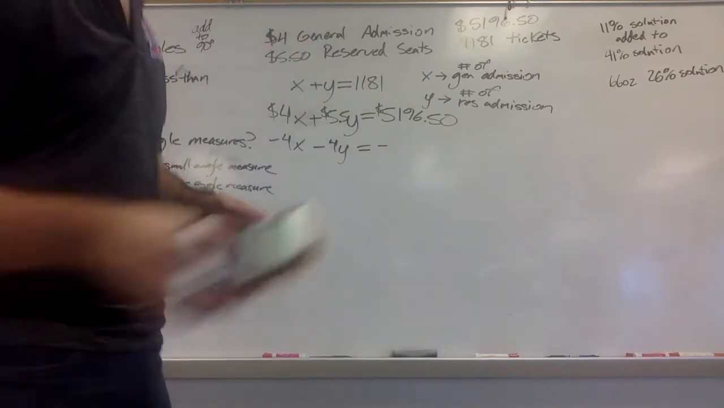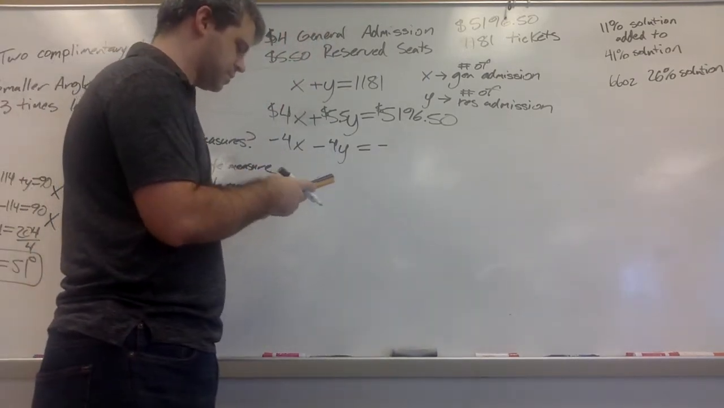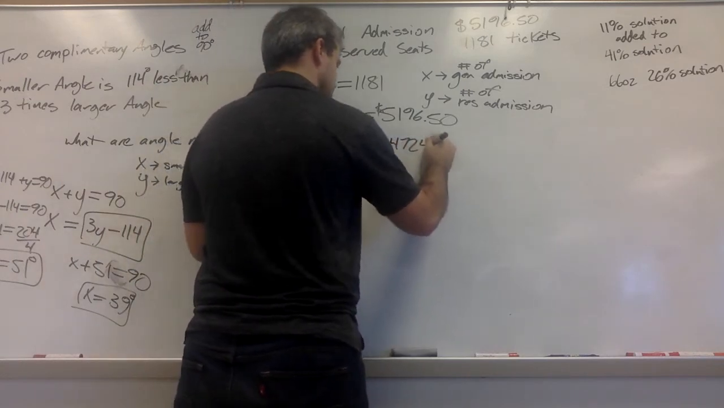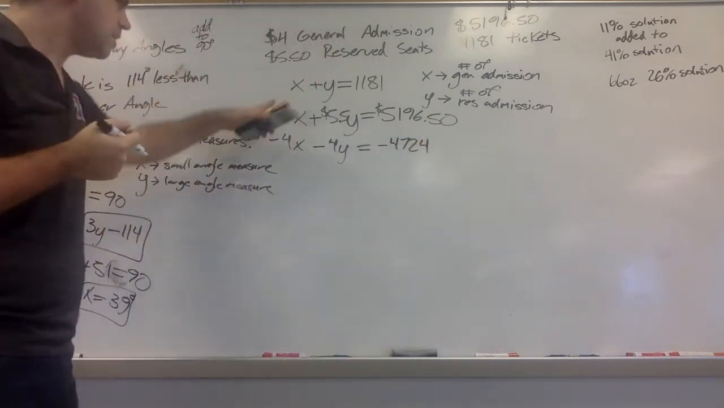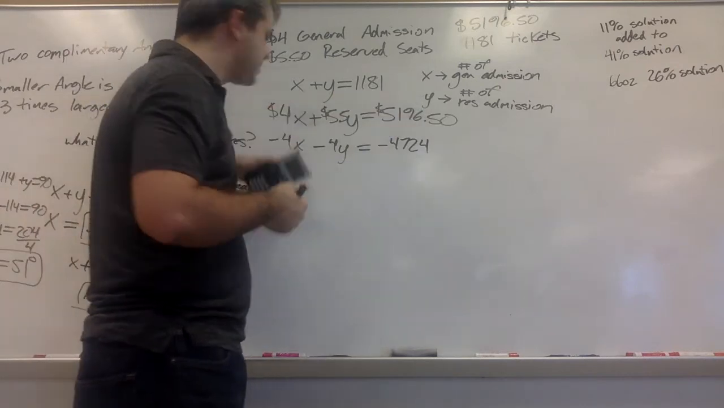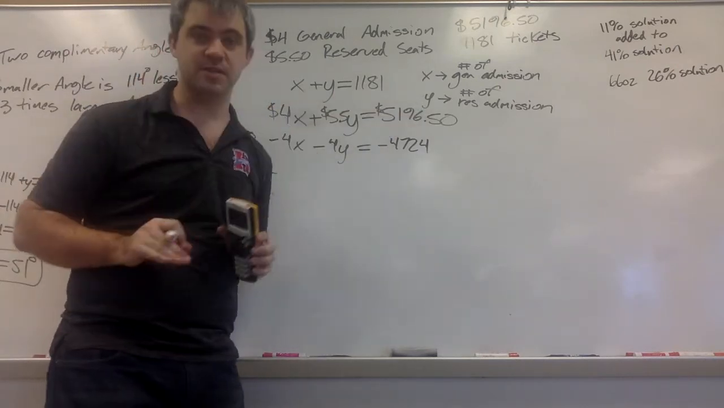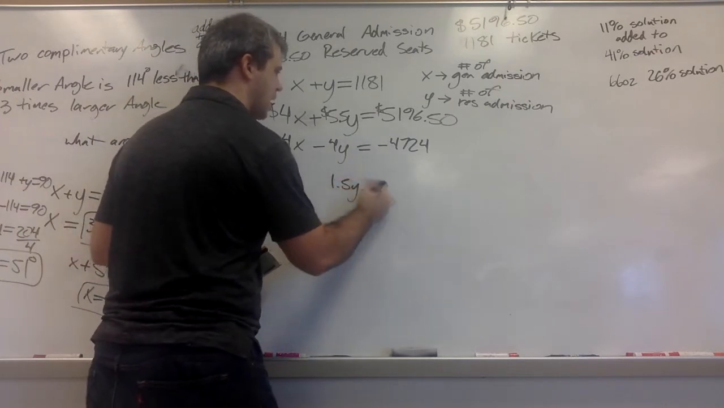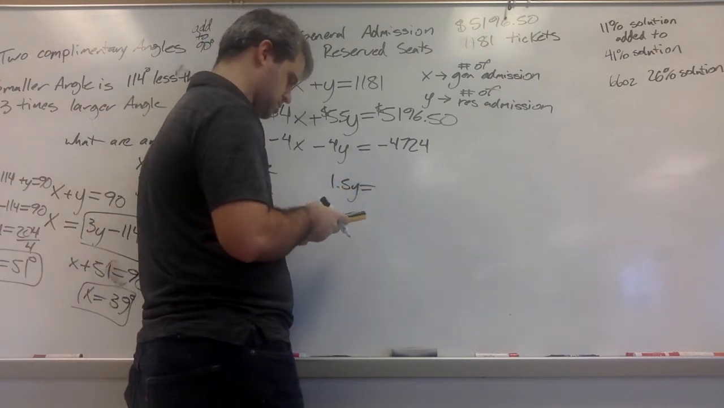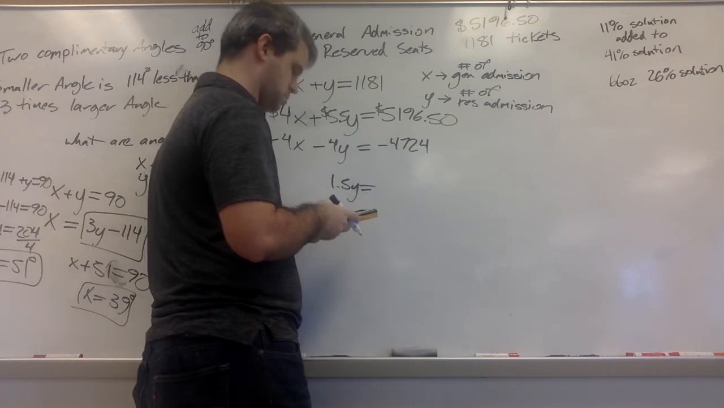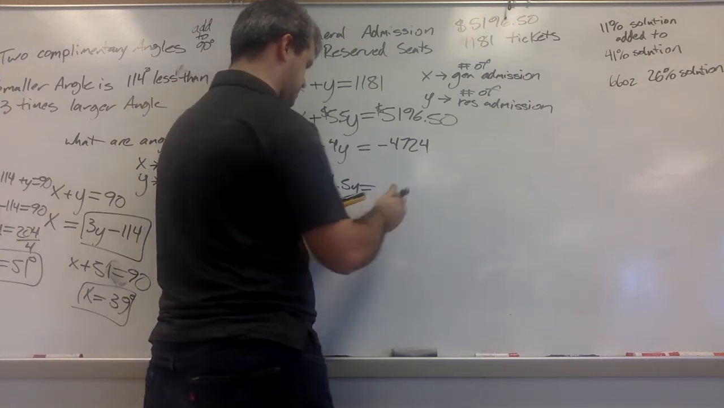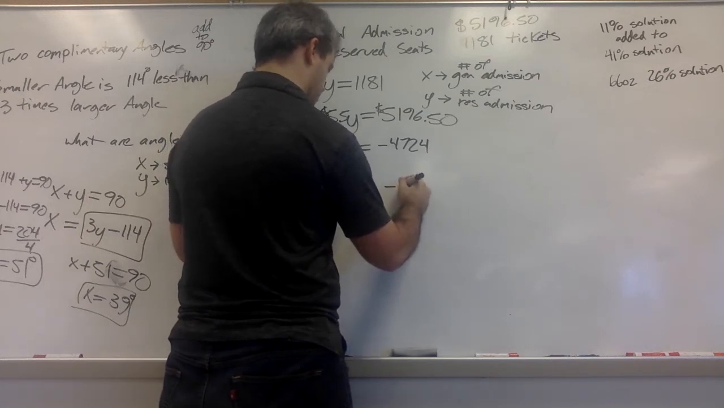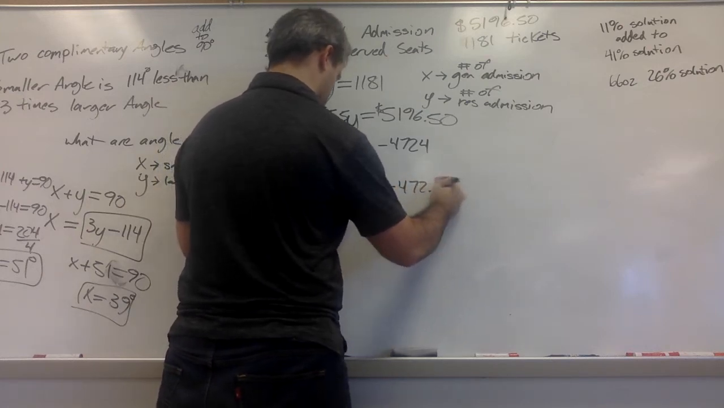I'm not sure what that is, so I'm just going to double check real quick. All right. So I'm going to add these straight down. This eliminates. Okay, that's important for elimination. I'm going to get 1.5y equals negative 472.5.